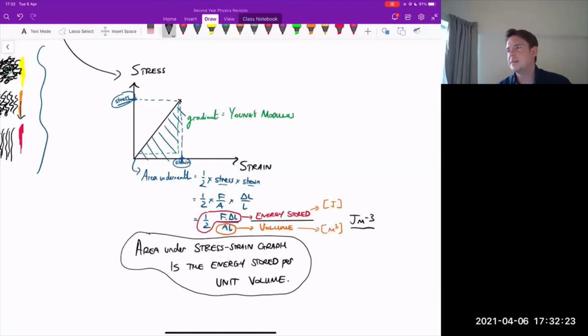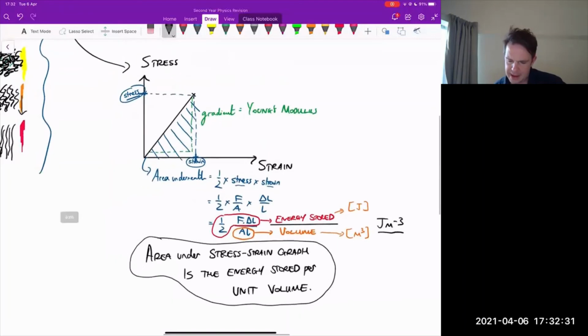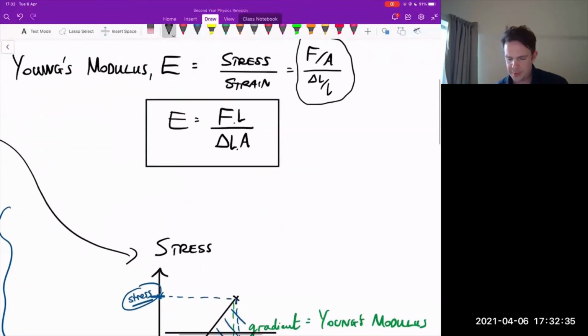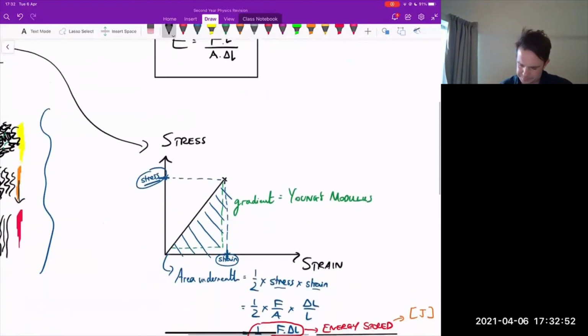I'm just going back to the syllabus. Okay, good. I highly recommend, by the way, you learn this equation, just off the top of your head, this one. Young's modulus is F times L over delta L times A, or in the syllabus it's written the other way around, A times delta L, right? It doesn't really matter, but that's highly useful.